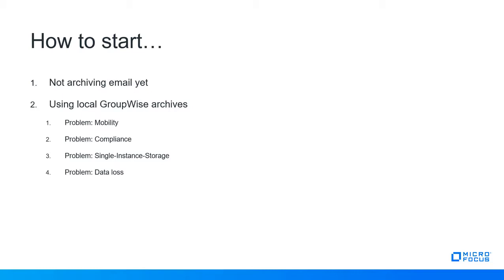Then compliance. A user can just delete messages from the archive, so there's no compliance here. Single instance: on the post office level, the GroupWise server has a very nice single instance storage. But if users start to use the GroupWise archives, we are creating copies of the messages and the attachments. So, in fact, we are ending our single instance storage here and are duplicating data again. And that's something we would like to avoid. And then the last problem, data loss. Suppose the users have the GroupWise archives on their laptops, then the risk is there that the laptop is being stolen from the backseat of the car or from your hotel room, and then you're also losing your archive, and with that some business critical information.